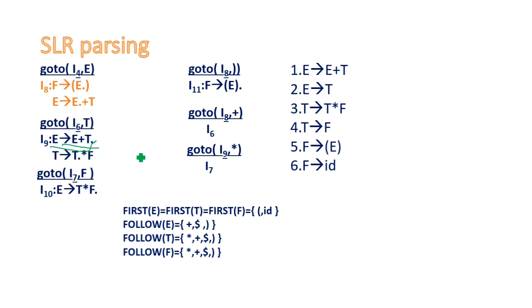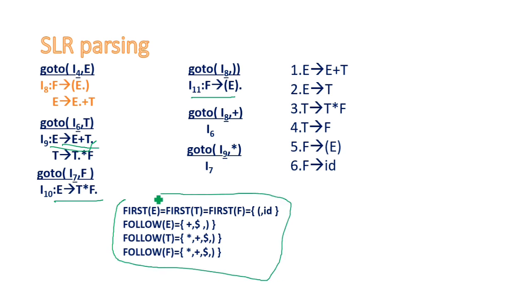Now we'll go for I10. I10, no need to process because the dot is at the end, we can skip it. And again, when we go for I11 also the dot is at the end, no need to process. Okay. So these are the first and follow for the respective non-terminals.